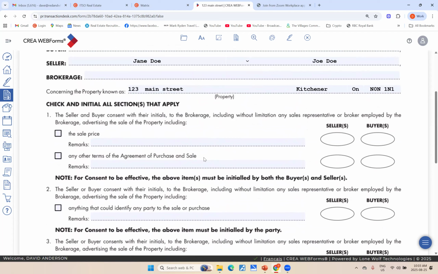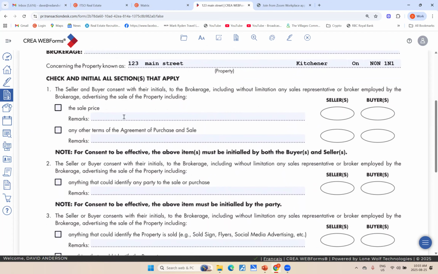So if they check this off and initial it, buyers and sellers, then you can advertise that you sold this house for X amount of dollars. Here it might be it was sold in multiples for X amount of dollars. So you write in the remark what you want to do, but you'll see right underneath, for consent to be effective, the above items must be initialed by both the buyer and the seller.